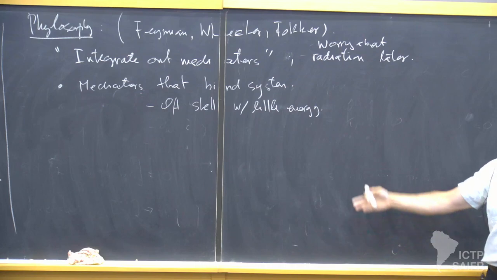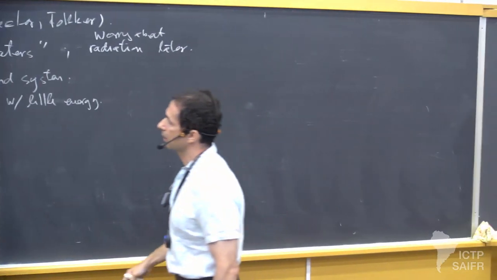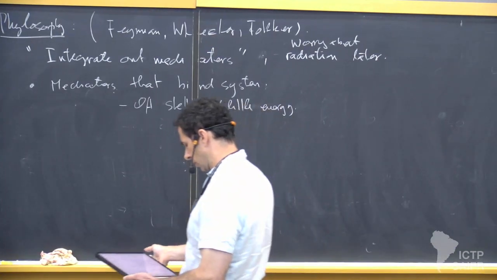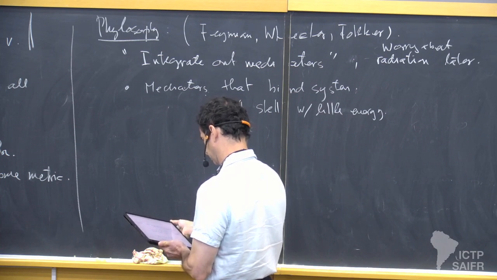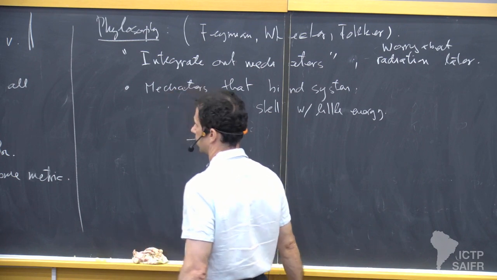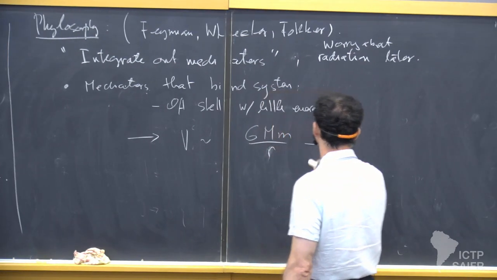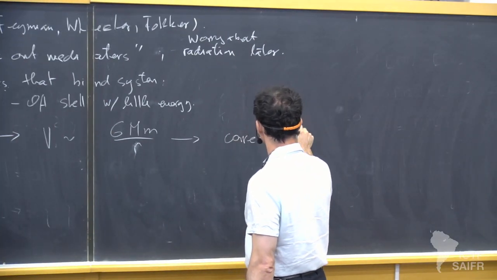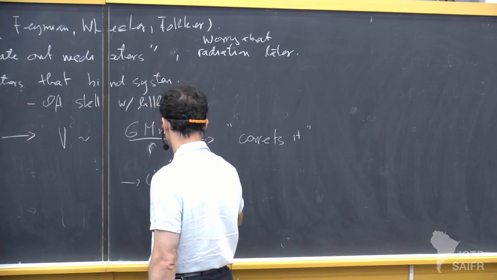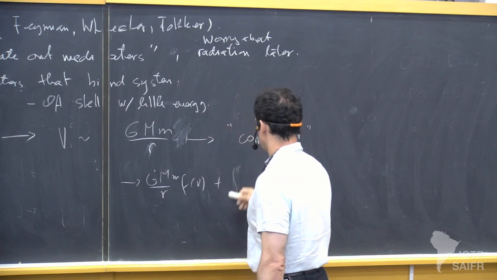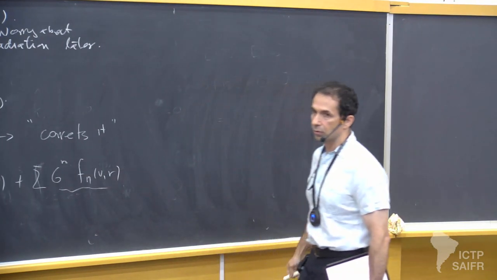Because if they have little energy, then the time delay between emission and absorption of the mediator is essentially zero, so interaction is instantaneous. So one integrates out these mediators first. As I was trying to say, if we start from Newton's potential, oops, that's not V, that's R, it corrects it in some way. In particular, it adds some functional velocity, plus further powers of g, some more functions of v and r. We're going to figure out shortly what's the structure of these extra functions of v and r.